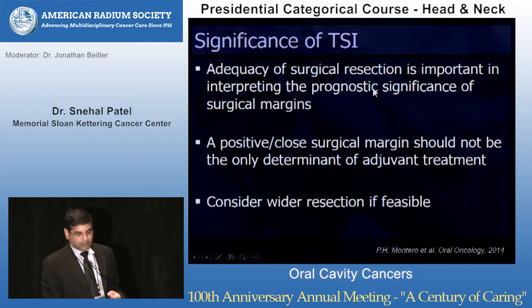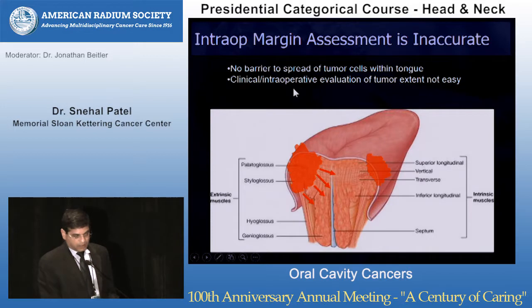So you don't automatically want to act on a pathologic report that mentions a positive or closed margin. If possible, in many of these patients, you may want to consider an additional resection to achieve a wider resection if possible. Particularly in the tongue, the issue of margins and assessment is very difficult, and it's inaccurate if we look at current technology.